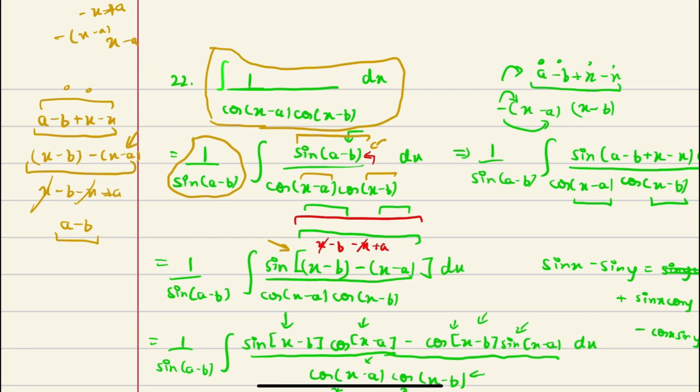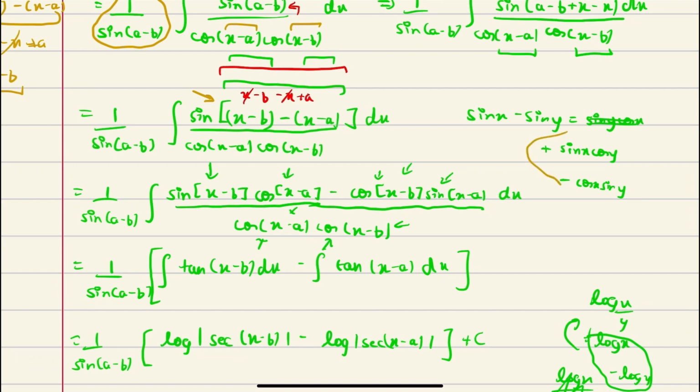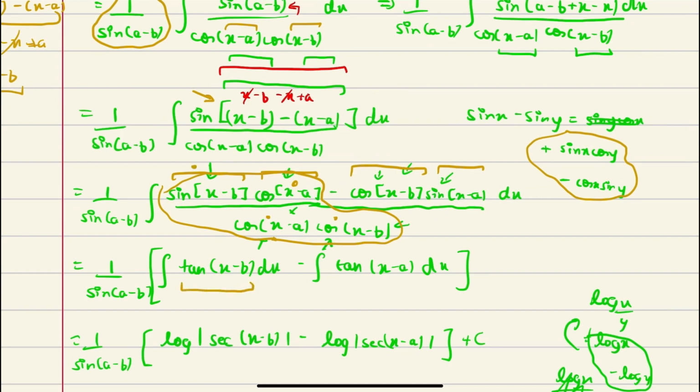Now we want to recall the formula for sine x minus y, which is sine x cos y minus cos x sine y. And I'm going to apply that in the numerator. So this is sine x in our case, this is cos y, this is cos x, this is sine y. And now we're going to split this integral. So when we split this integral, we see that in the first term, the cosine x minus a terms cancel out. And what's left, when we divide, just gives you tangent x minus b.